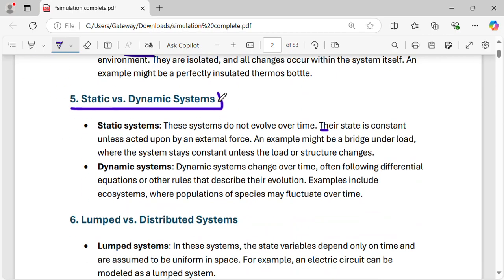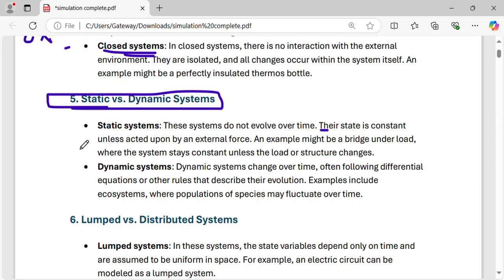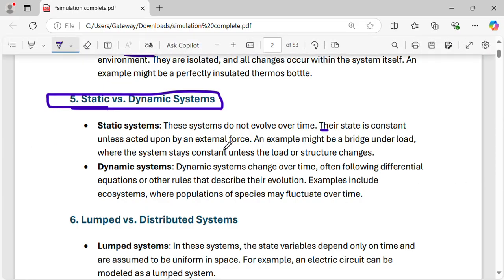Static versus dynamic systems. What are static systems? These systems do not evolve over time. Their state is constant unless acted upon by an external force, like a bridge, where the system stays constant unless the load or structure changes.